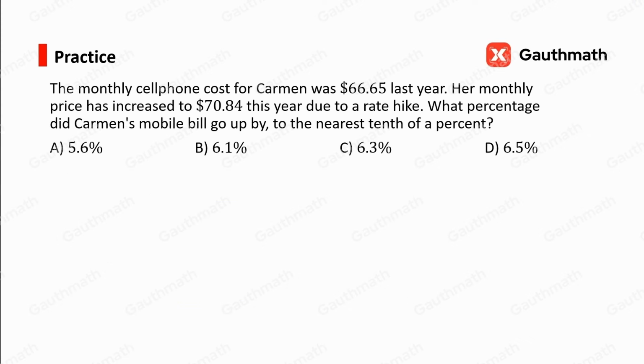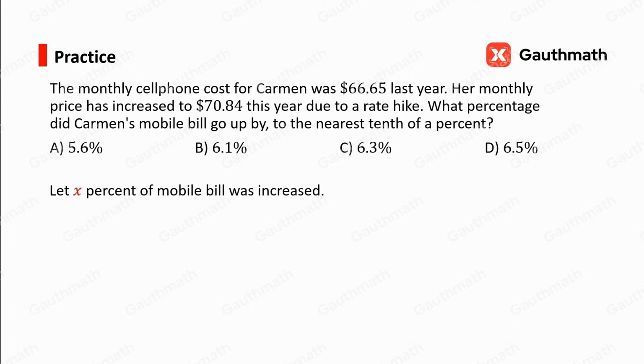Now let's look at another practice question. The monthly cell phone cost for Carmen was $66.65 last year. Her monthly price has increased to $70.84 this year due to a rate hike. What percentage did Carmen's mobile bill go up by to the nearest 10th of a percent? And there are A, B, C, D, 4 choices. Okay, so there is a rate hike. So that means the price went up on top of the 100% as last year.